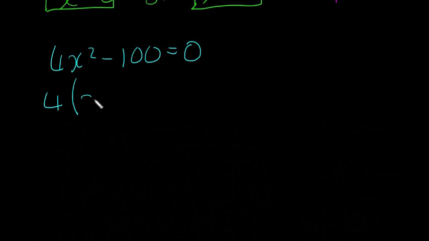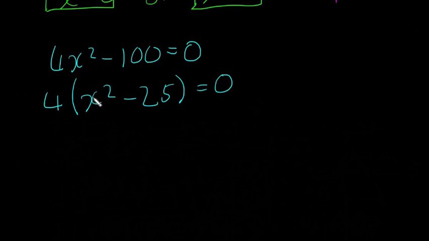We'll do this one in light blue. We're going to look at one that's going to be 4x squared minus 100 is equal to 0. Okay? So 4x squared minus 100 is equal to 0. So the first thing we're going to do is we're going to just divide by 4. So it's going to be x squared minus 25 is equal to 0.